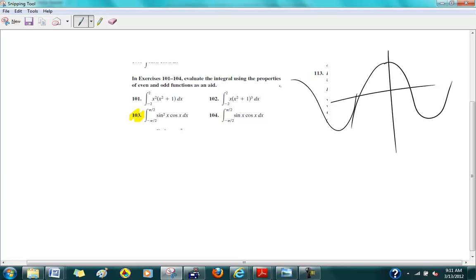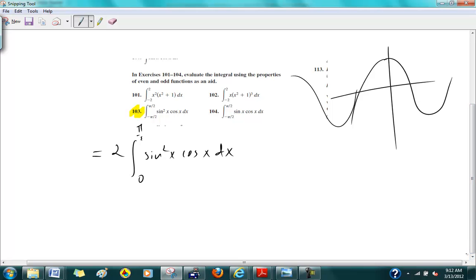If you're in doubt, what would you do? Graph it. See if it's symmetric about the y-axis. So then the question requires you to use the properties of integrals of even and odd functions. So this becomes 2 times the integral from 0 to pi over 2 of sine squared x cosine x dx.